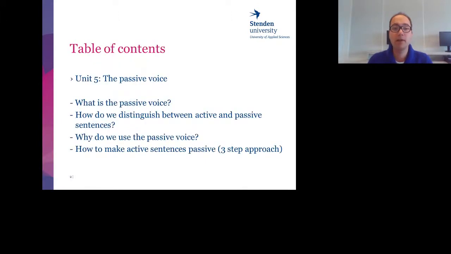So the table of contents for today is as follows. We'll first discuss what the passive voice is, and we'll look at how we distinguish between active and passive sentences. We'll talk about the use, so why would we use the passive voice in the first place? And how can you make active sentences passive? Well, for that, we'll take a three-step approach, which I'll explain later on.